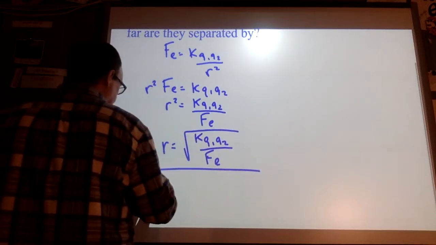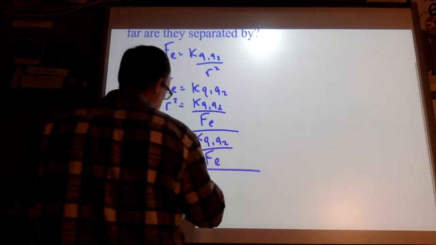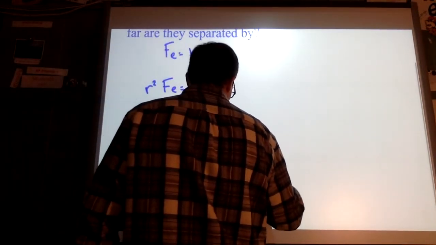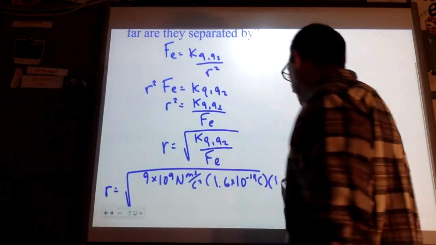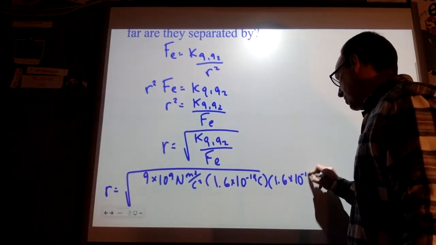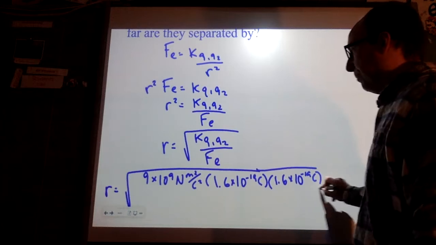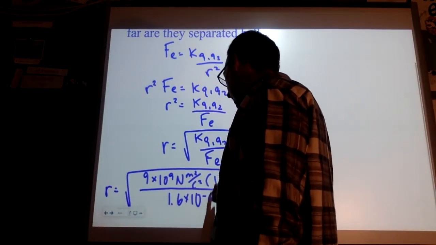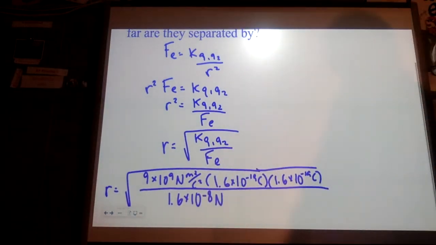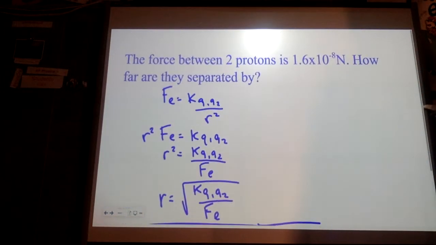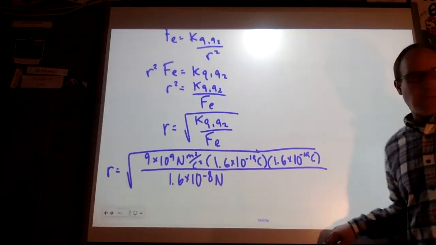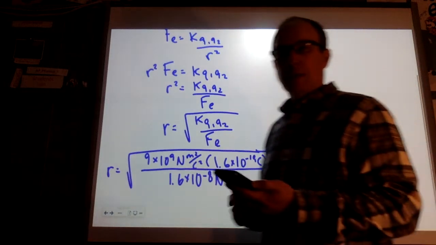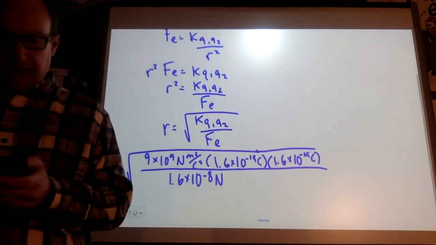So I have 9 times 10 to the 9th newtons meters squared per coulomb squared. Remember that this quantized charge is both the charge of an electron and a proton. And our original force they told us was this 1.6 times 10 to the negative. And again, this would be good to practice to put into a calculator because that's mainly where the errors would happen.